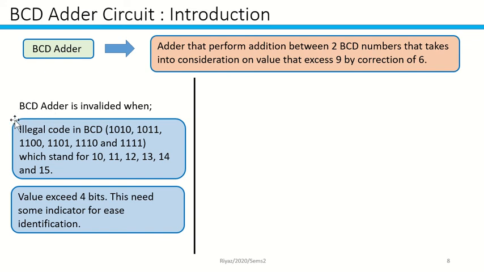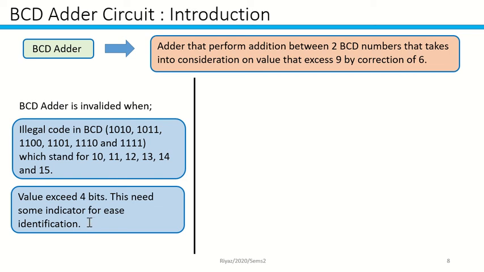There are illegal codes in BCD, which are 1010, 1011, 1100, 1101, 1110, and 1111, which stand for the numbers 10, 11, 12, 13, 14, 15. Why is this? In your average 7-segment display, it only shows 0, 1, 2, 3, 4, 5, 6, 7, 8, and 9. The next after 9 should go back to 0. So that's why we shouldn't have 10, except for hexadecimal. But here, we are talking about the 7-segment, which is only up to 9.